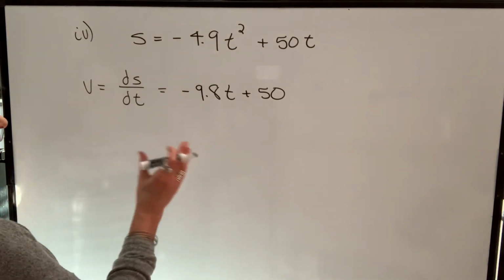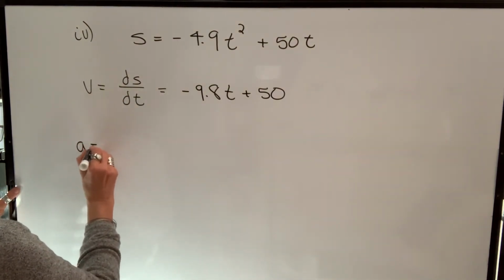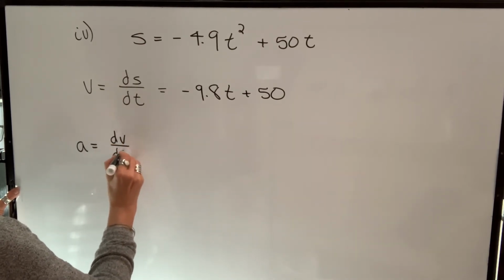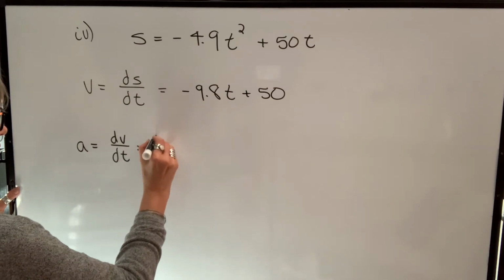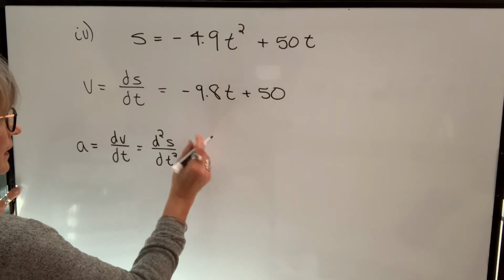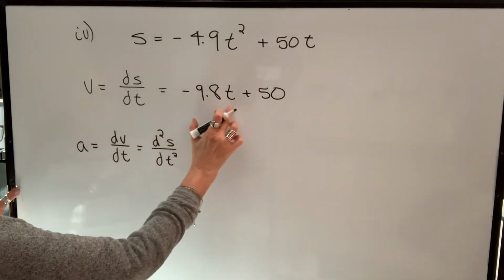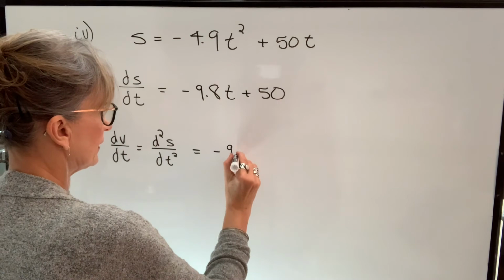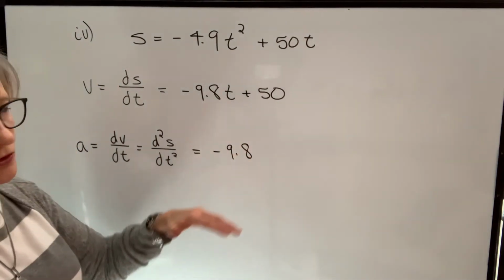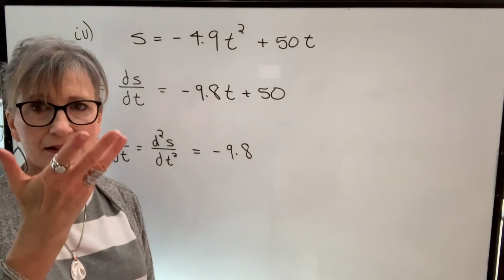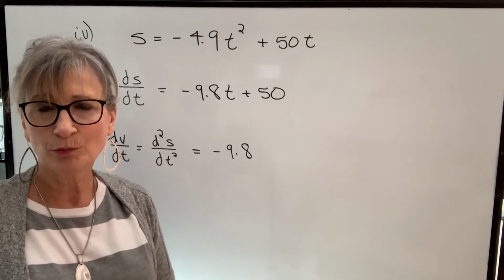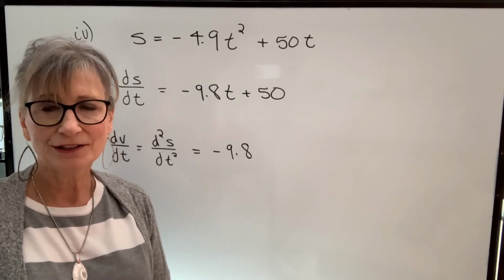Now, if I then wanted to find acceleration, the acceleration is the derivative or the instantaneous rate of change of velocity with respect to time. So it's actually going to be the second derivative of displacement. So I take the derivative of velocity, which is this, and it's going to be negative 9.8. And it's a constant because that's the acceleration due to gravity. So any object that gets thrown up in the air or drops down has a constant acceleration of negative 9.8 meters per second squared acting on it.